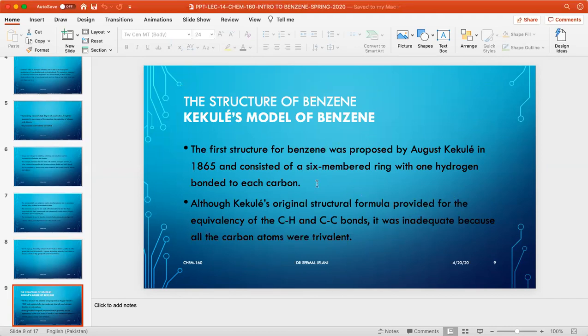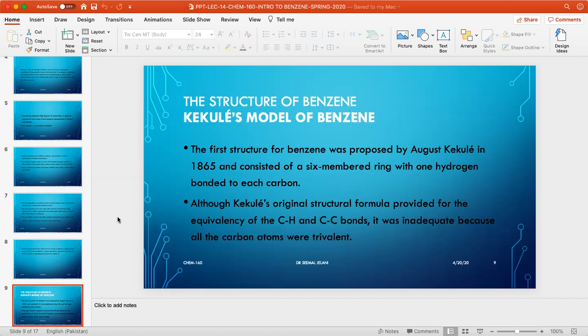Kekule's model of benzene. The first structure of benzene was proposed by August Kekule in 1865 and consisted of a 6-membered ring with one hydrogen bonded to each carbon. अब 6-membered ring है, okay. इसमें 3 डबल बॉन्ड्स हैं और हर कार्बन के साथ एक हाइड्रोजन भी है. सो टोटल 6 हाइड्रोजन्स हैं और 6 कार्बन्स हैं. Although Kekule's original structural formula provided for the equivalency of C-H and C-C bonds, it was inadequate because all the carbon atoms were trivalent.